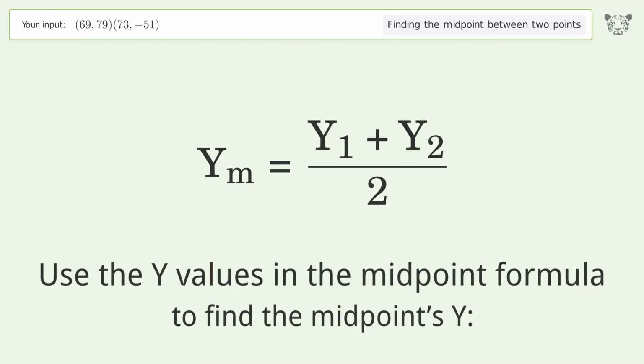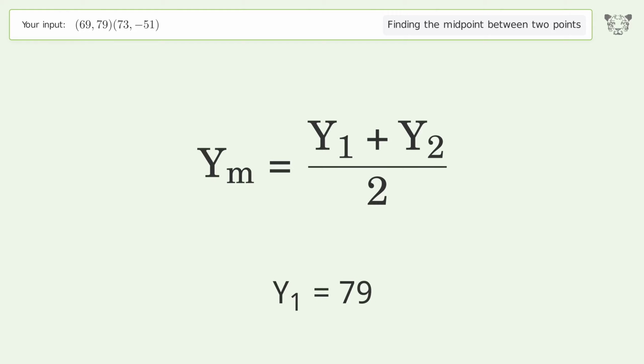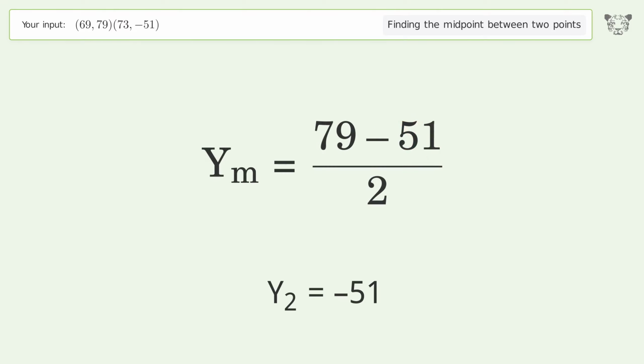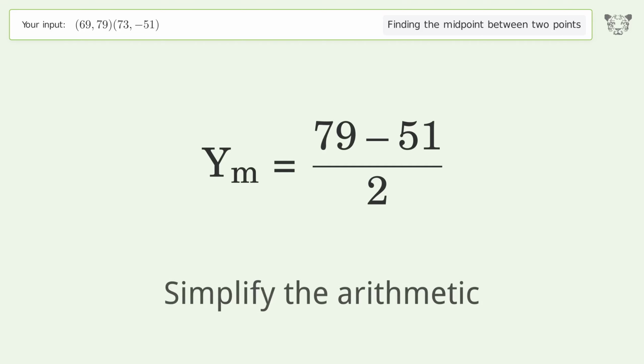Use the y values in the midpoint formula to find the midpoints y. y1 equals 79. y2 equals negative 51. Simplify the arithmetic.